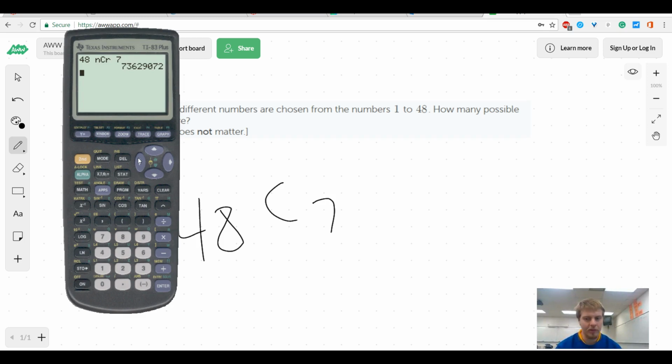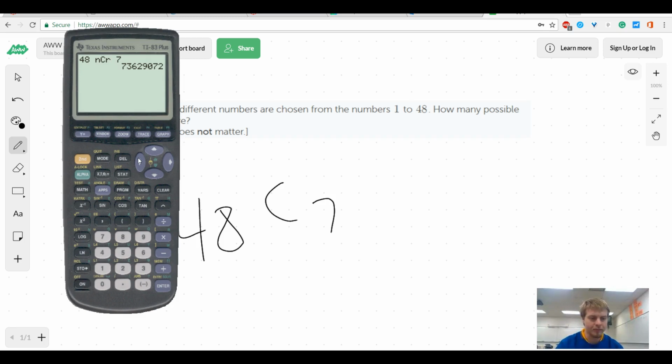Again, this works every time the order doesn't matter. So anytime the order doesn't matter and you want to know how many ways that you can do something, you just put this in. This is probably the most common probability thing. It's like this choose, because order generally doesn't matter.